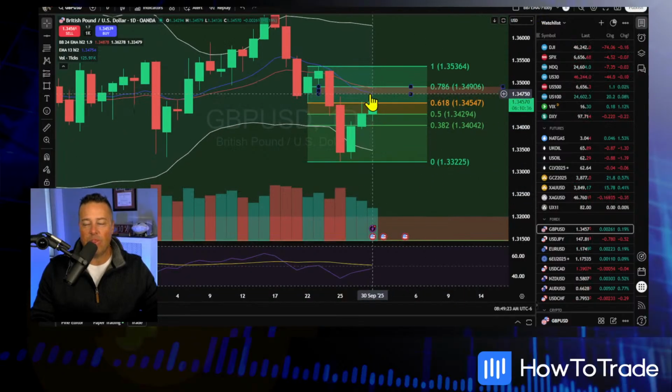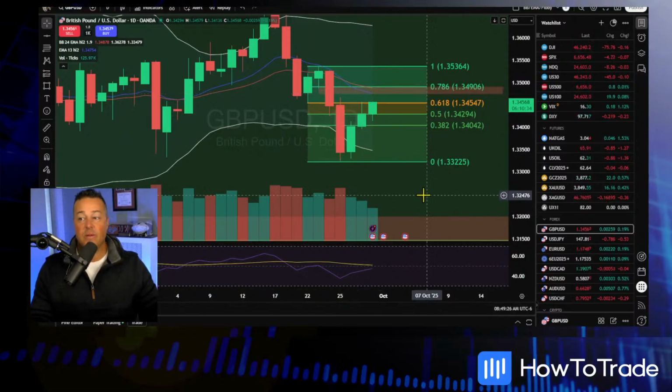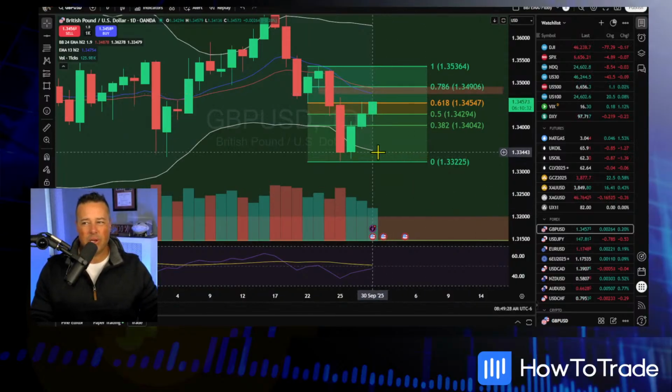That zone right up there, 134.75 to 135, is a big deal. That's the area I would probably be looking to short. The 13-period EMA at 134.75, that's a potential short. If you want to be patient, just 134.87-ish maybe. That's pretty good stuff up there as well.